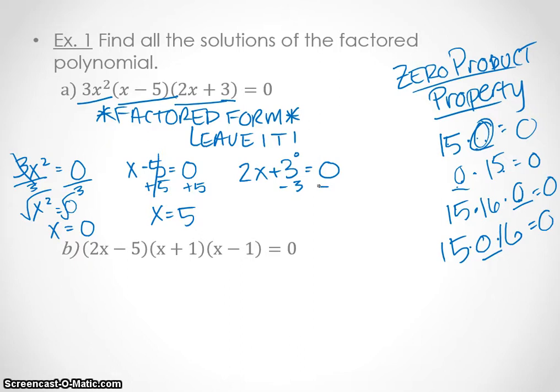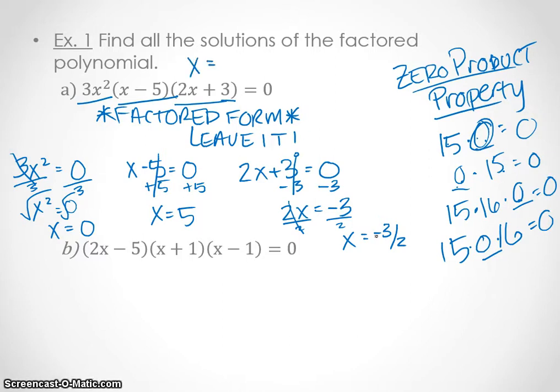Here, I just have to subtract 3 on each side. I get 2x equals 0 minus 3 is negative 3. We divide each side by 2. And we get x equals negative 3 halves. So we actually have 3 solutions to this equation. So I kind of ran out of room. I'll just write them above it.